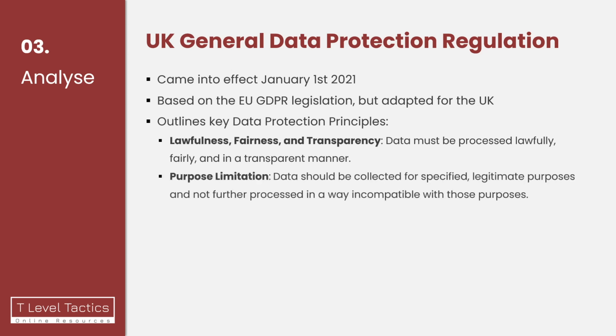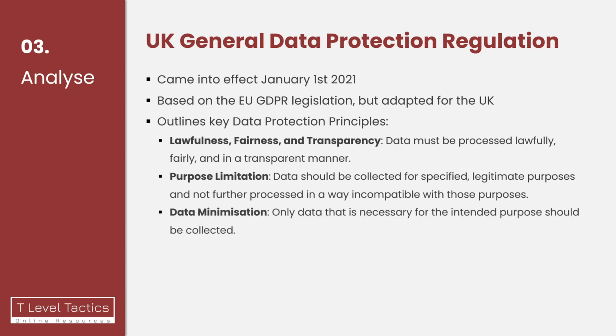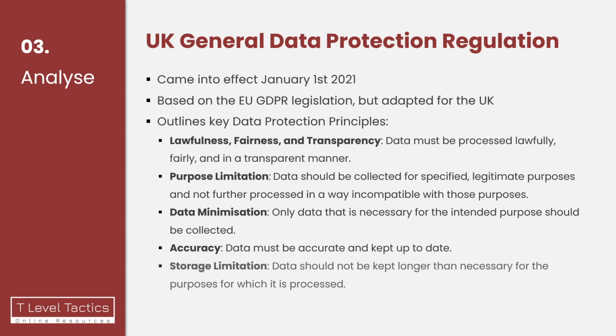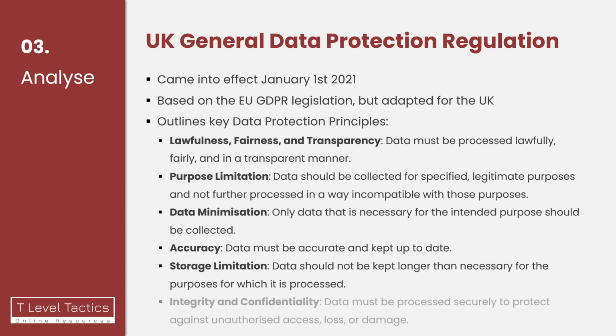There's purpose limitation, where data should be collected for specified legitimate purposes and not further processed in a way incompatible with those purposes. Data minimization, where only data that's necessary for the intended purpose should be collected. Accuracy, where the data must be accurate and kept up to date. There's storage limitation, where the data can't be kept any longer than necessary for the purposes for which it was processed. And integrity and confidentiality, where the data must be processed securely to protect against unauthorized access, loss, or damage.